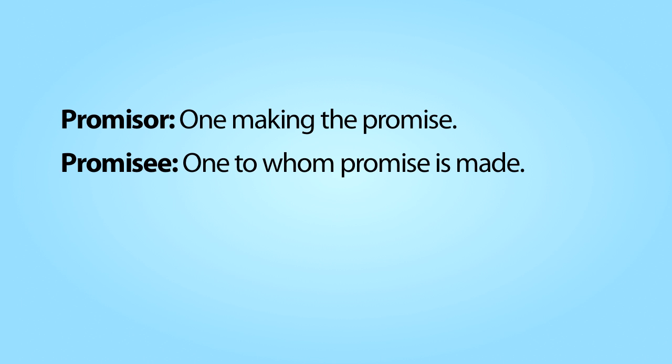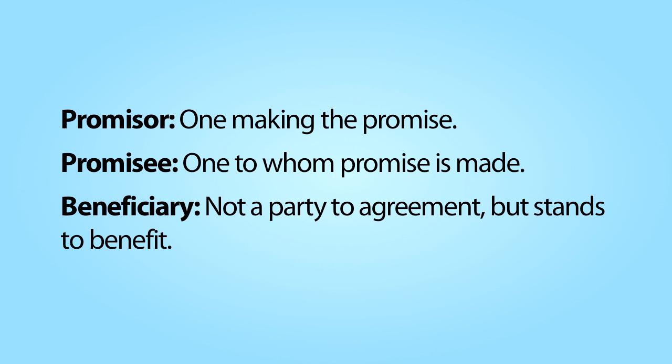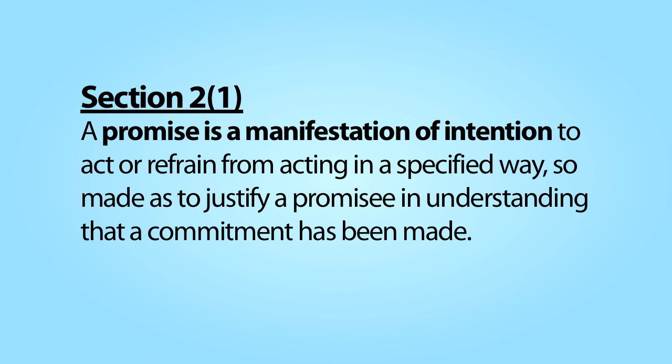In Section 2, subsection 1, the restatement provides us with a definition of promise. Note that subsections 2 through 4 of Section 2 basically provide us with some vocabulary words. Promisor is the one making the promise. Promisee is the one to whom the promise is made. And a beneficiary is one who is not a party to the agreement, but stands to benefit from it.